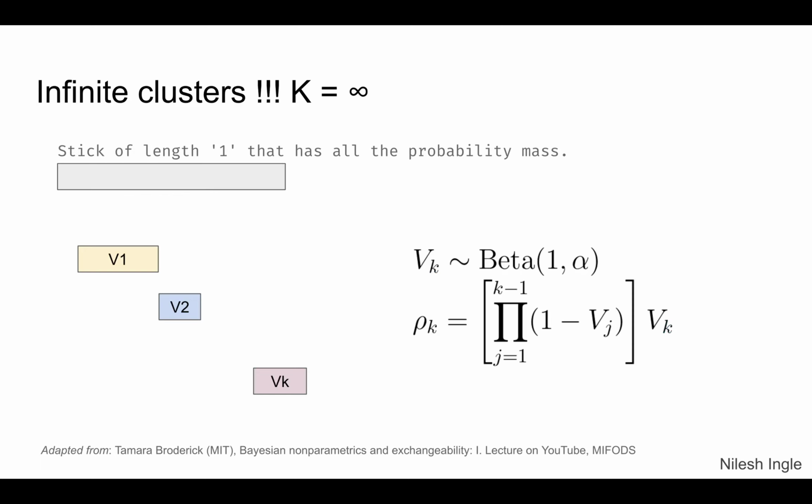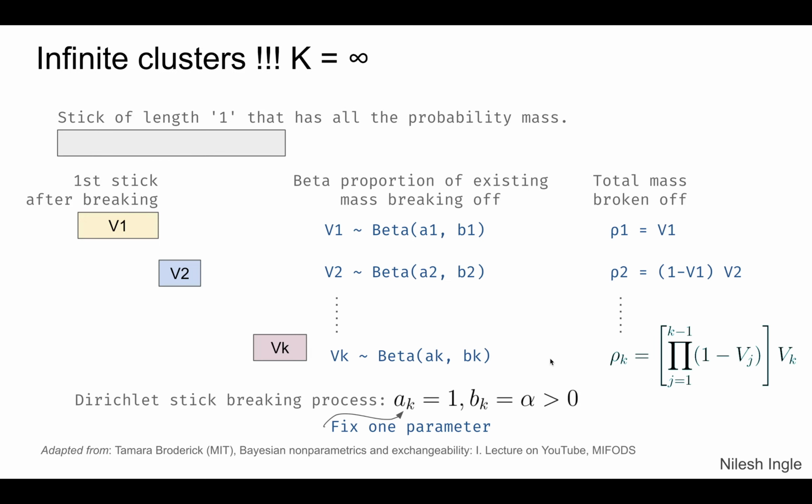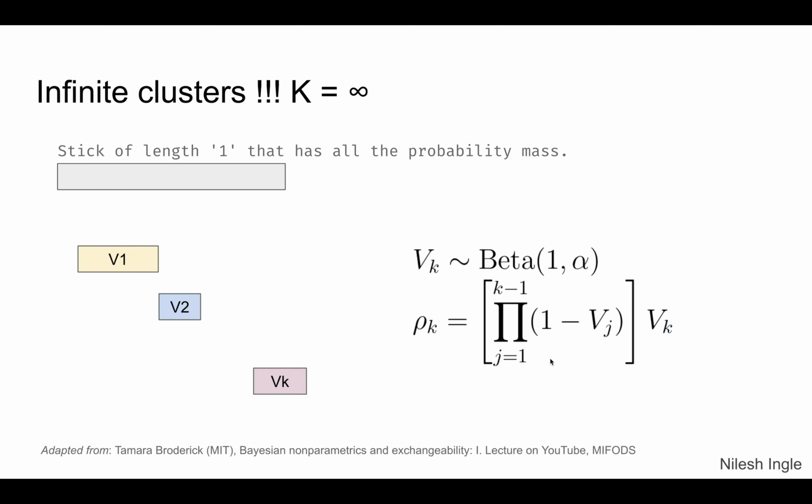And again, here is the mathematical notation. So we have Vk that comes from a beta distribution of 1 and alpha. We set all the a's to 1, and we are saying that all the b's would be a value of alpha that is greater than 0, and then we can get the values for rho k, which would be the product of the relation that's shown here. Now let's look at the Dirichlet process in action.